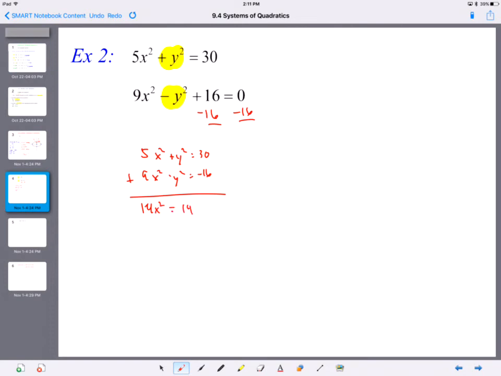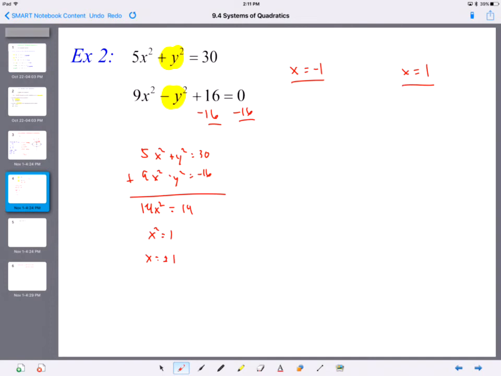Normally when we were doing this with linear, we would solve and we would get one answer. But we're going to get a lot of different possibilities here because we're dealing with quadratics. So we divide by 14 and we get x squared equals 1. When we take the square root of both sides, we get x equals plus or minus 1. So there's two possibilities for x. What happens when x equals negative 1, and what happens when x equals 1? And we've got to solve for both of them.